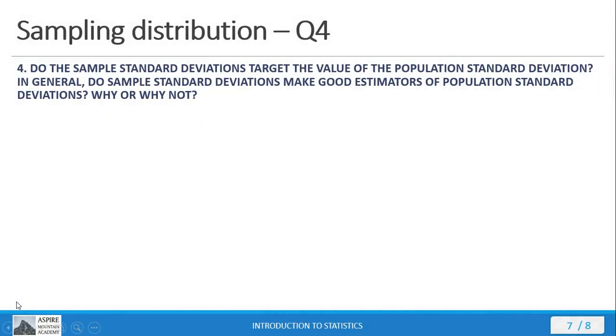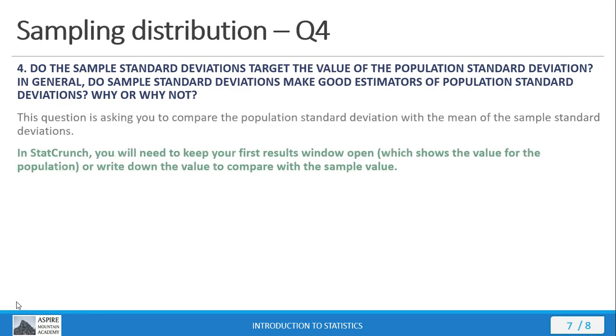The last part of the problem asks, do the sample standard deviations target the value of the population standard deviation? Well, what we're asked to do is to actually compare values. And because our sample size is kind of small, sometimes the number that you get for the population is going to be a little different than the number you get for the mean of the samples, even though you're looking at an unbiased estimator. And so that's why I recommend that students memorize that list of biased and unbiased estimators so they can use that in answering these types of questions.